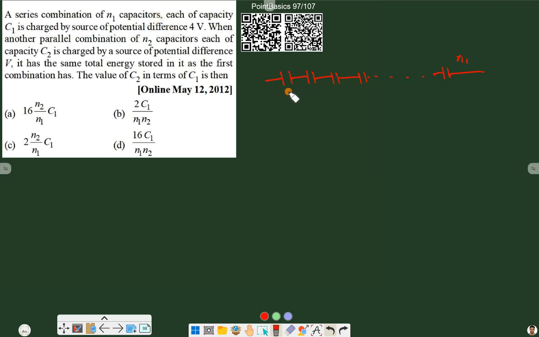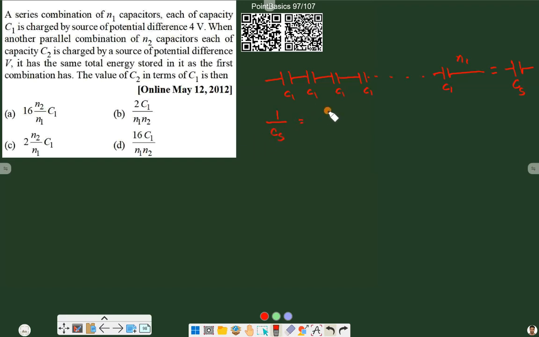Each of capacity C1. So capacity of each is C1. Now when we have N1 capacitors in series, each of capacity C1, then our final capacitance, suppose our final capacitance is CS.